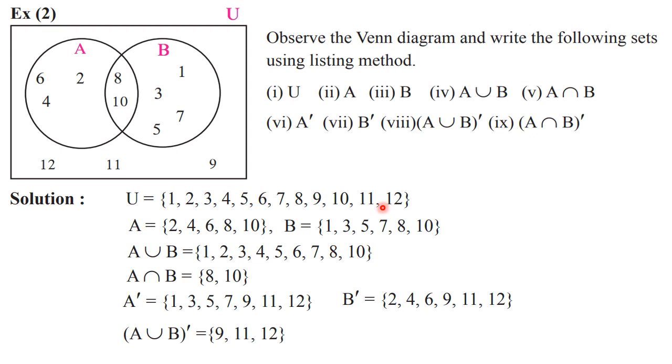So you can write down A intersection B complement as 1, 2, 3, 4, 5, 6, 7, not writing 8, 9, not writing 10, 11 and 12. So you can see this is A intersection B complement. So this was a solved example.